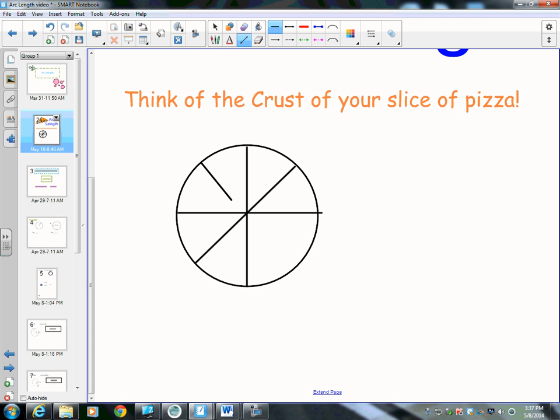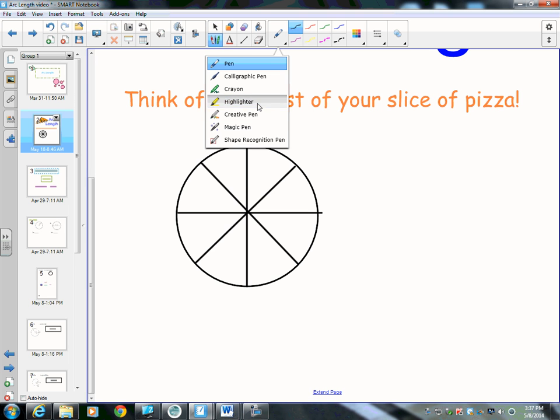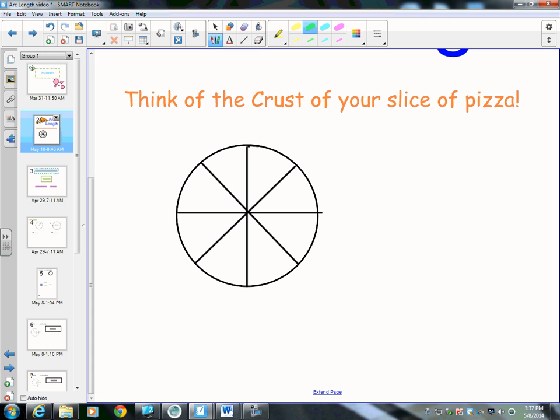So let's say that there's 8 pizza slices on your pizza. Okay, so if it's cut up into 8 pizza slices, each piece has just part of the crust. Right? The crust actually goes all the way around the pizza, but only part of it is on your one piece of pizza. So this, on the end, I'll use a highlighter, is this part right here, the crust, is what we call the arc of a circle, right?